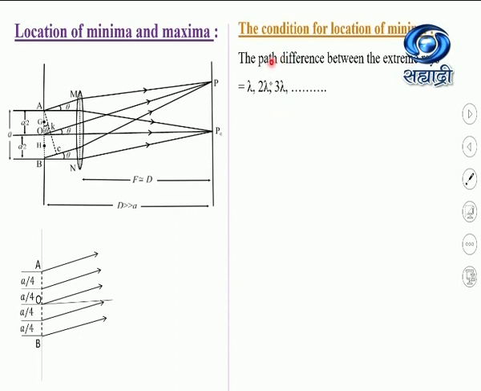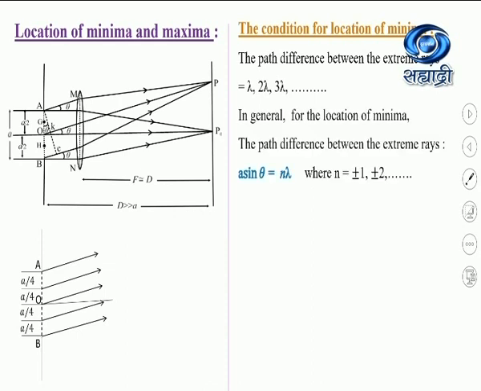Similarly, if the path difference between the two extreme rays is 3 lambda, we get the third dark point from the central bright point. Here we imagine that the slit is divided into 6 equal parts, and also this path difference 3 lambda gets equally divided into 6 equal parts. So these rays interfere destructively, and the point obtained on the screen is the dark point, which is the third dark point or third minimum of the diffraction pattern.